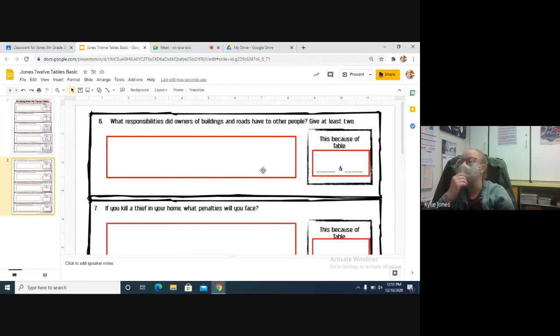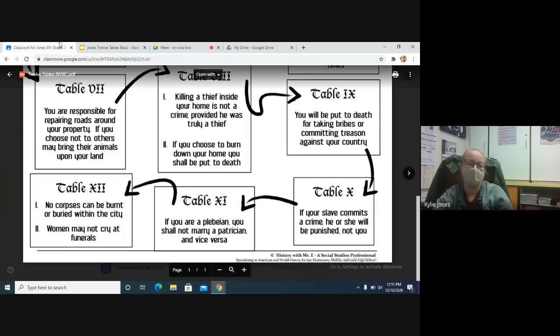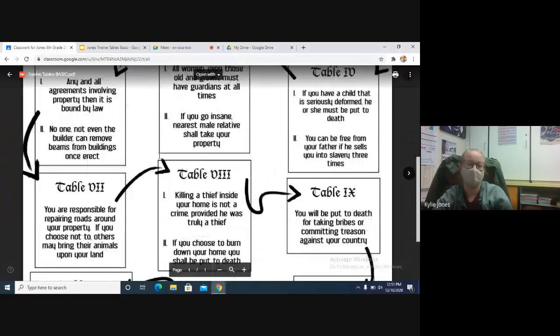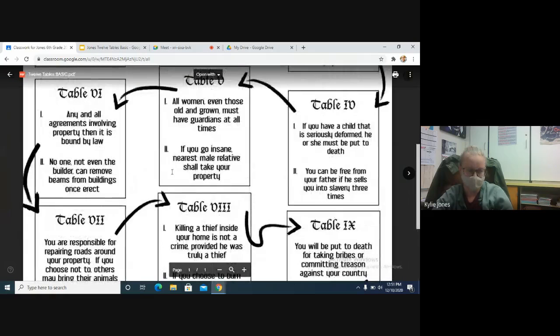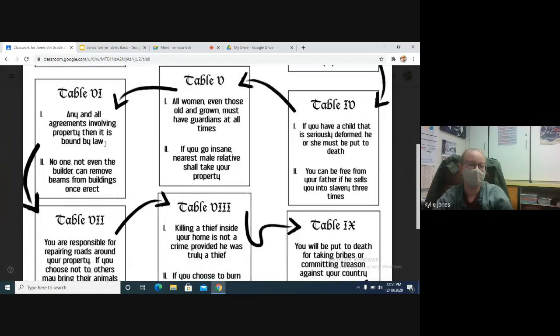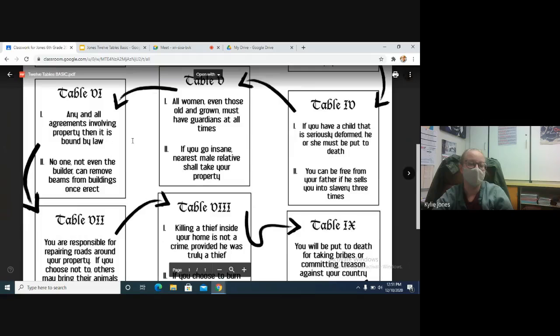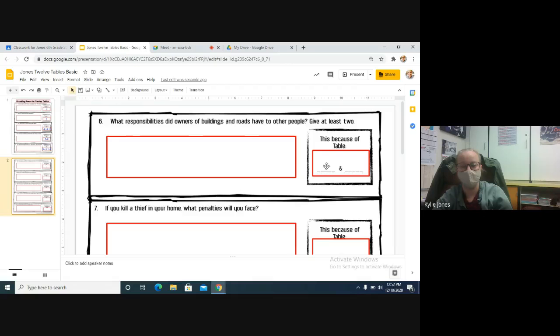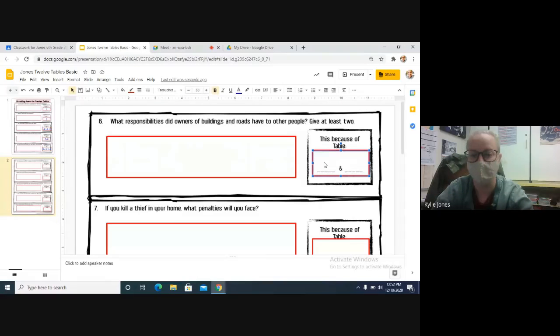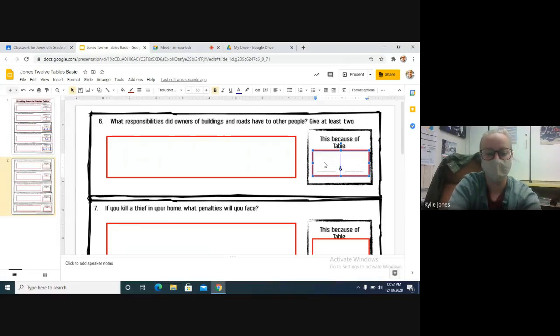Slide number 2, number 6 says, what responsibilities did owners of buildings and roads have to other people? We need to find 2 tables for this one. Buildings and roads, the building one is where it's serious. It's just for other people can put their animals on it. Number 6-2 talks about the builders, so let's write that one first.